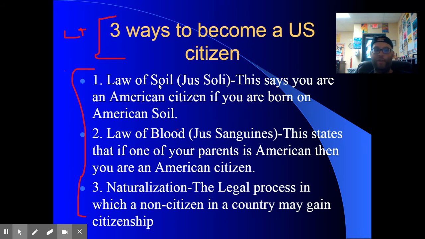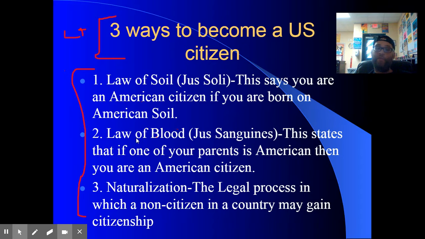John McCain, a Republican who ran for president about 10 years ago, was not born in America. He was born in Germany on an army base, which is considered American territory. Therefore, because of law of soil, he was automatically an American citizen. So even if your parents aren't citizens, if you're born on American territory, you are automatically a U.S. citizen. The other way that you can be a native born citizen is by law of blood.